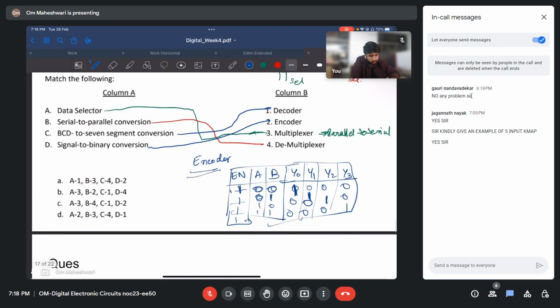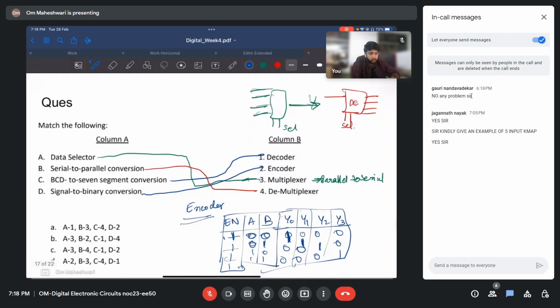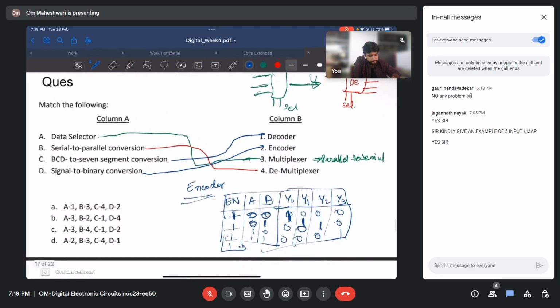Okay. So anyways, for signal to binary conversion, if this is signal, you're converting it into binary. This was just this, and the answer will be C.